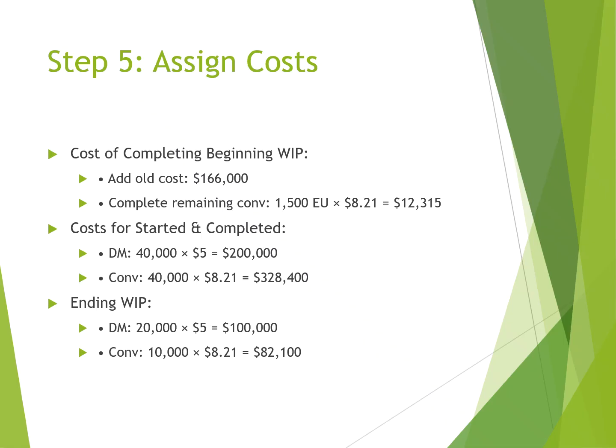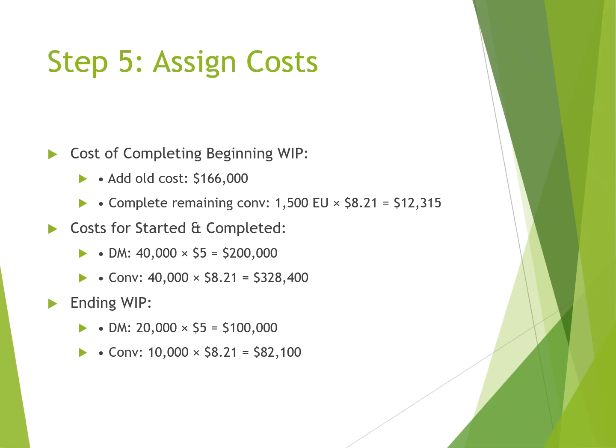First, beginning working process, we bring forward the old cost of $166,000 and we add the cost needed to finish them. This 1,500 conversion EU multiplied by $8.21, giving $12,315. Next, units started and completed.